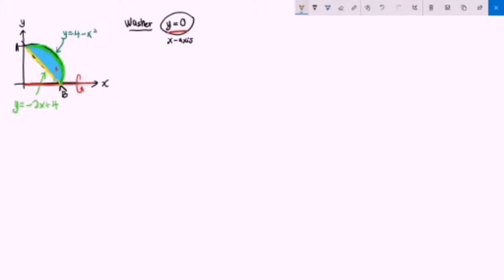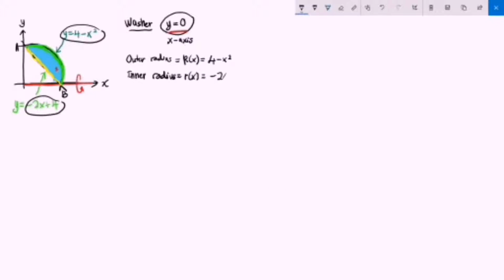So we take the outer radius, R of x, which is given by 4 minus x squared. And then we have the inner radius, r of x, which is negative 2x plus 4. It's not enough just to find the outer radius and inner radius, but we have to find the outer radius squared and the inner radius squared.